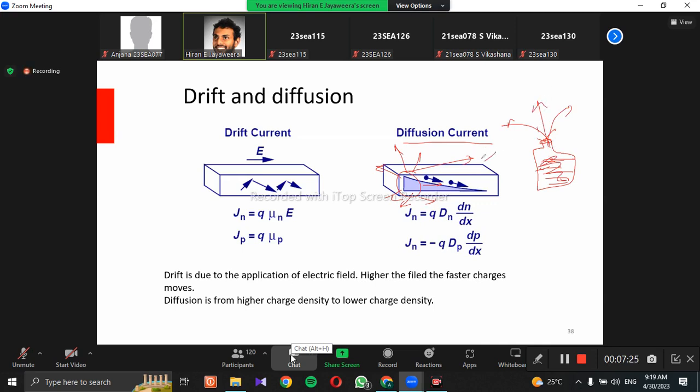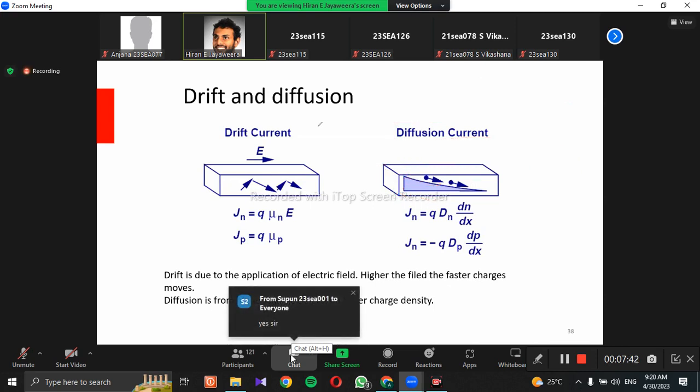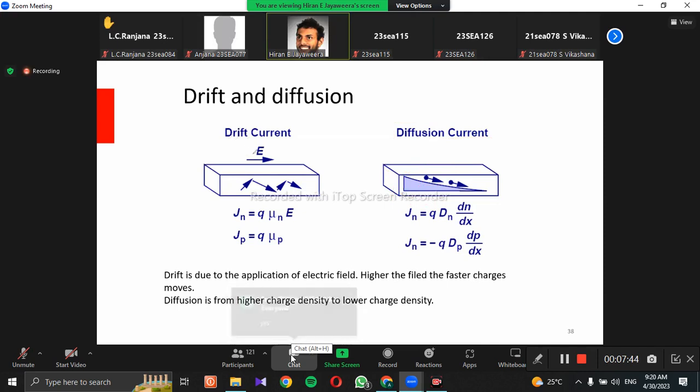So this is a similar scenario. The charged particles also tend to move from high concentration to low concentration. This mechanism is called diffusion. Is it clear to everyone? So you have two mechanisms. Drift is because of the electric field. Diffusion happens from high concentration of particles to low concentration.